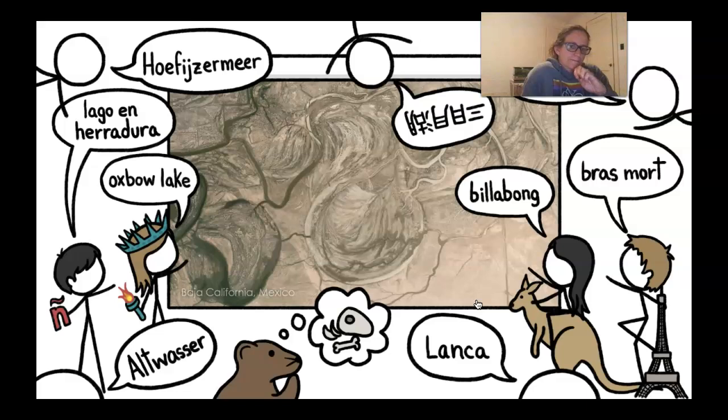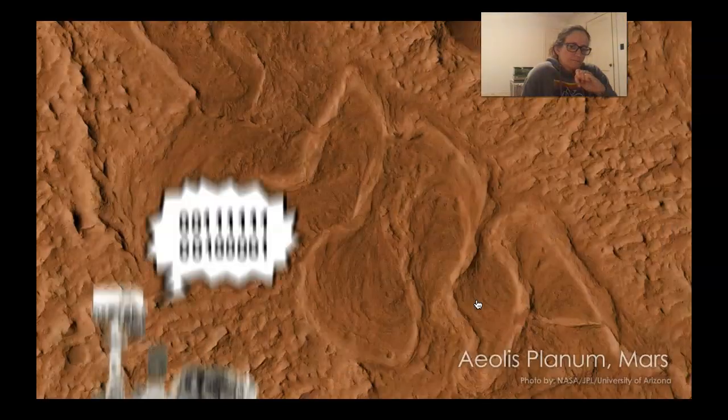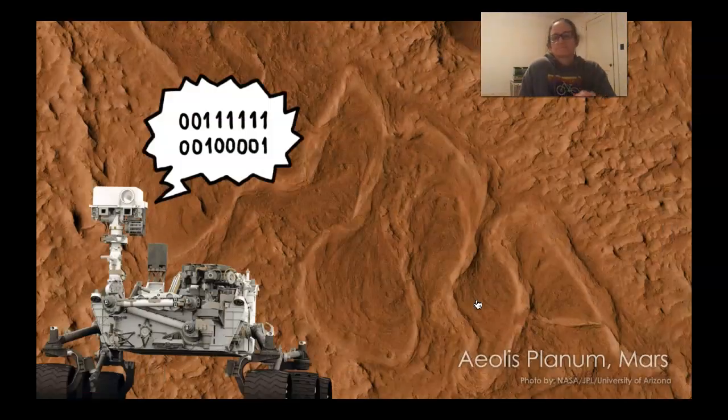We have lots of names for these lakes, since they can occur pretty much anywhere liquid flows, or used to. Which brings up an interesting question. What do the Martians call them?